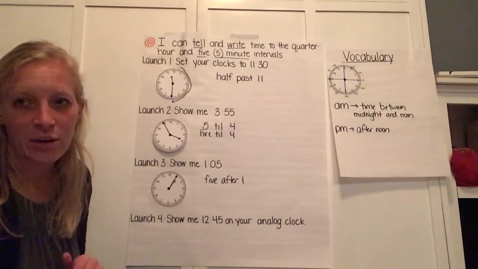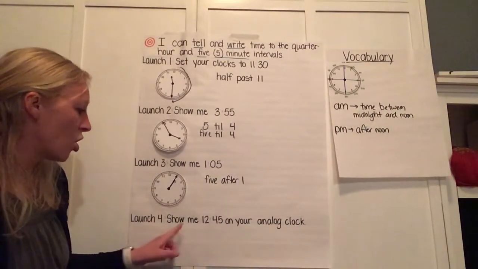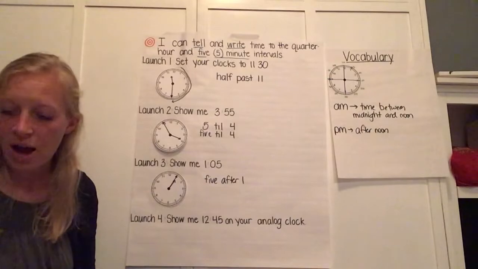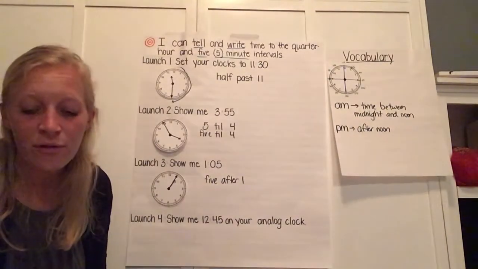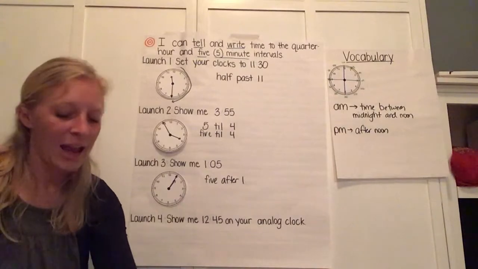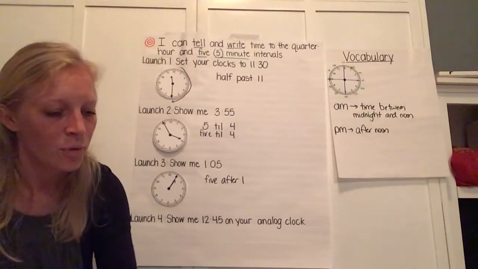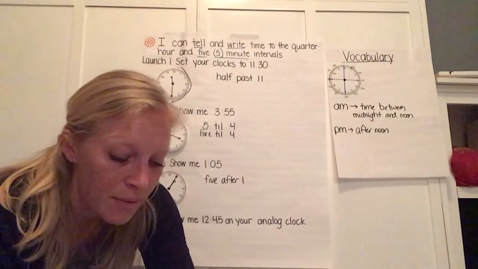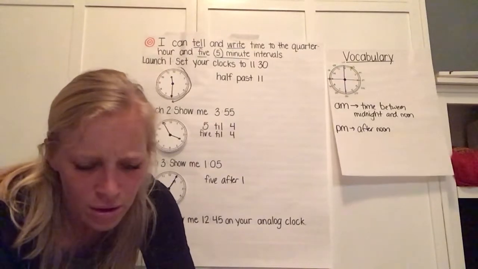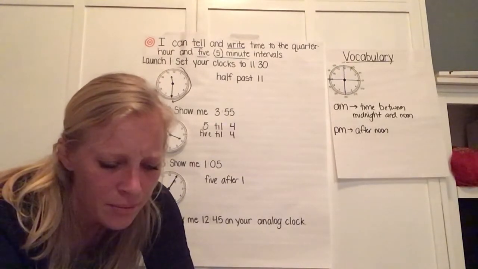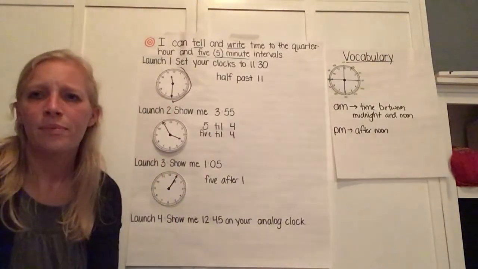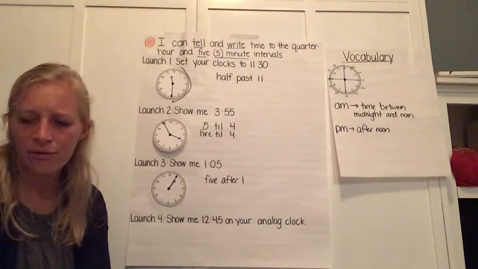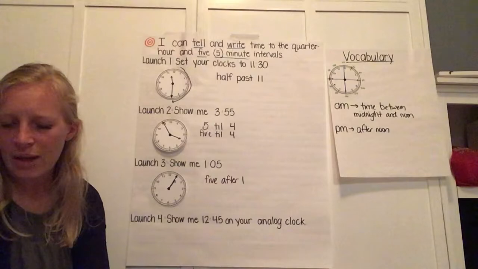I got one more time for you to think about today. Show me 12:45 on your analog clock. What does that time look like? Where will my minute hand be? Where will my hour hand be? Is it closer to my 1? Or is it closer to my 12? How do you know?